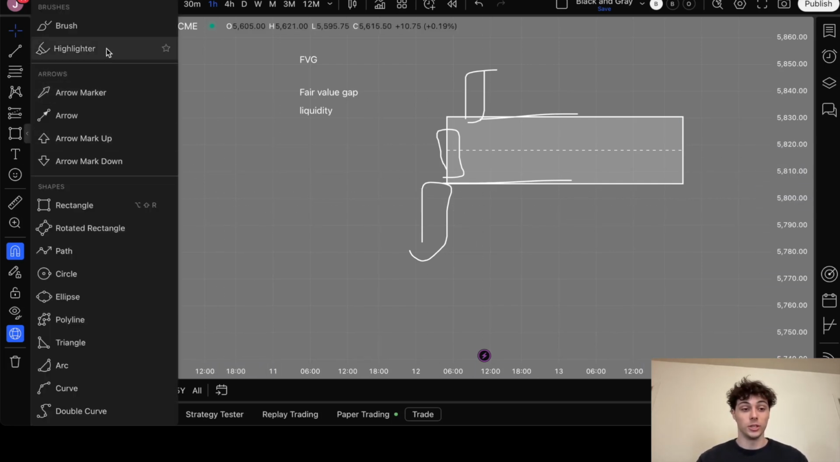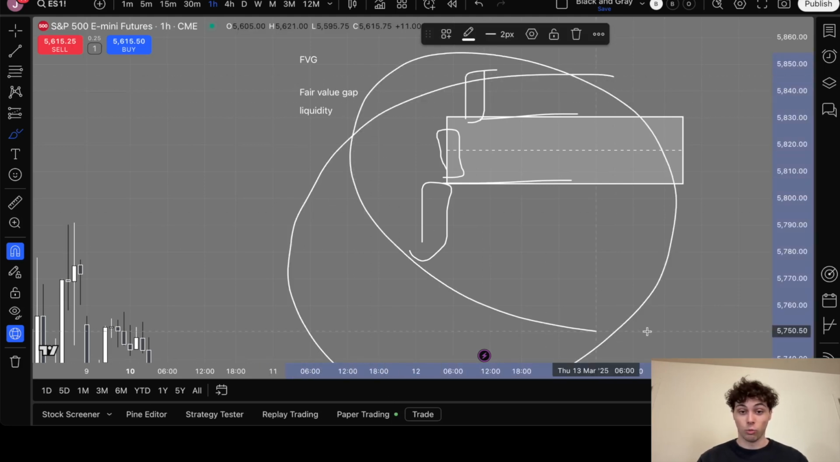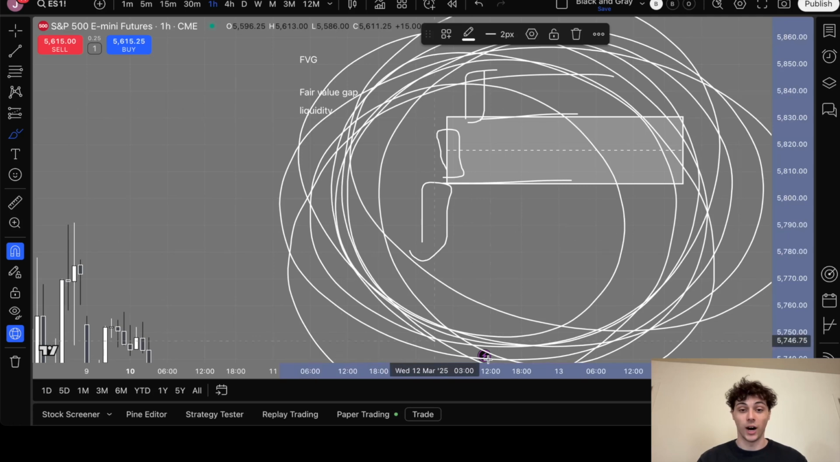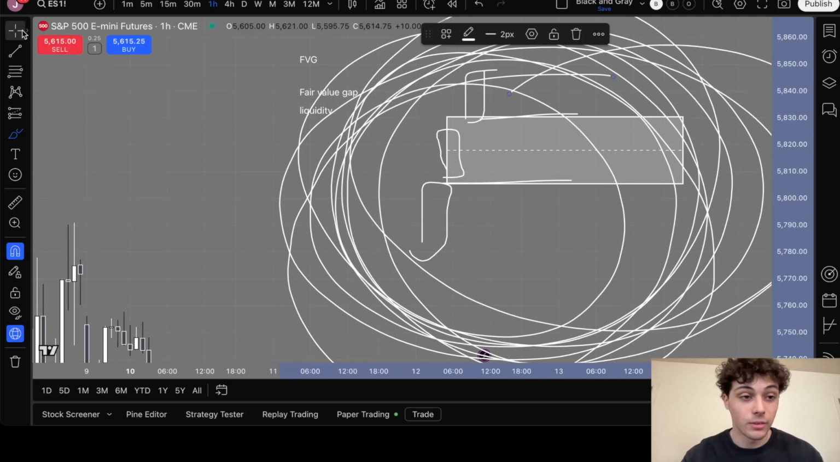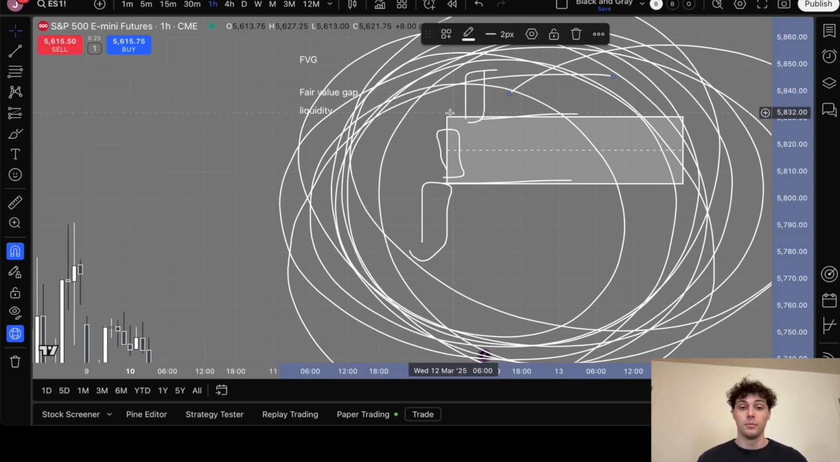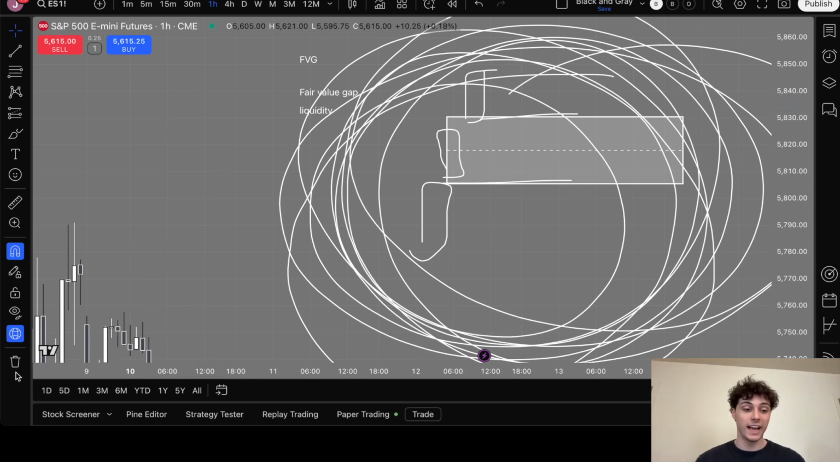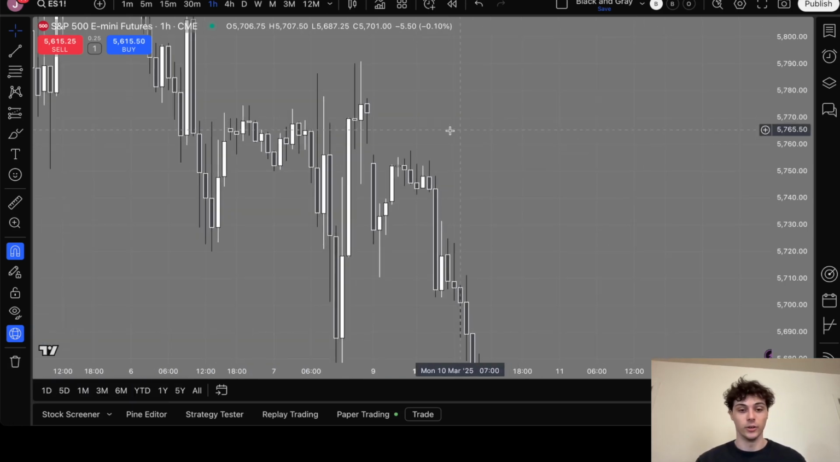So what you should be doing is drawing this in your notes. Put it in your notebook: write out FVG equals fair value gap, one candle, two candles, three candles, and the gap right in the middle, and draw a big rectangle. That's all you're going to do.